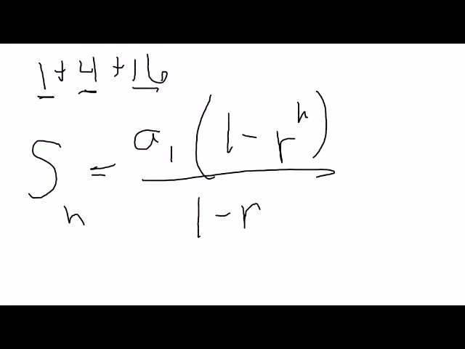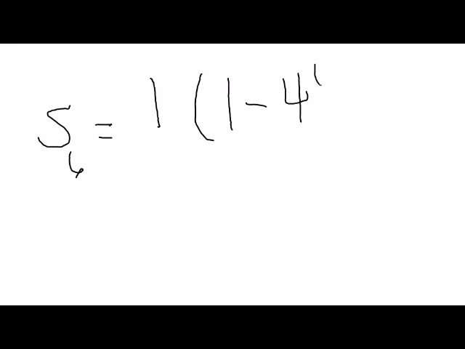I should say n is the number of terms, the nth term that you want. All right, so let's try this. We want the sum of the 6 terms. We have 6 terms there. That's going to equal a sub 1, which is 1, times 1 minus r to the n. In this case, r is 4, and it's to the 6th power, all over 1 minus r, which is 1 minus 4.